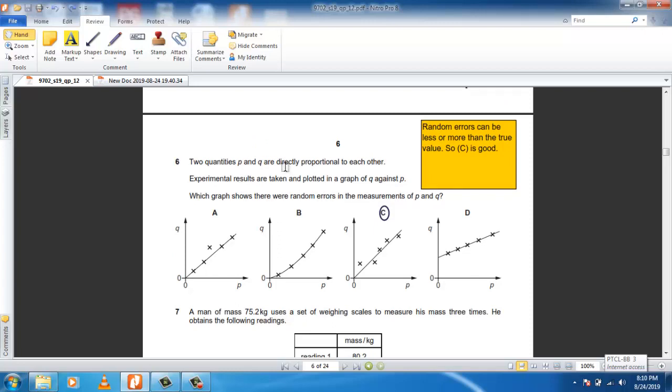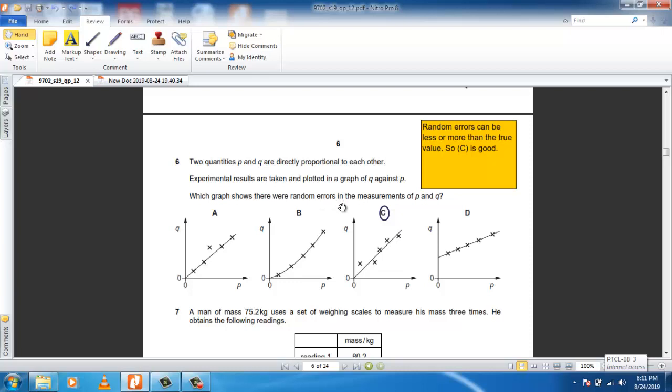One thing you have to know is that P and Q are directly proportional to each other. So this must be a straight line and it must pass through the origin. So it's either A or C. And now it asks which graph shows that there were random errors.